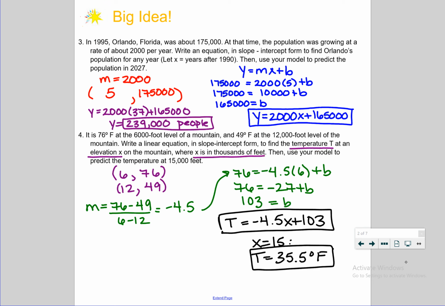Okay? All right. Next thing we need to review about lines. What do you know about parallel lines? They don't touch. Slopes are the same. Okay, what do you know about perpendicular lines?